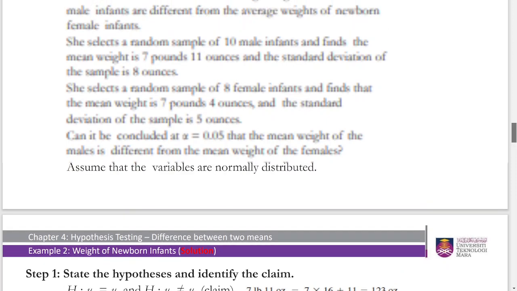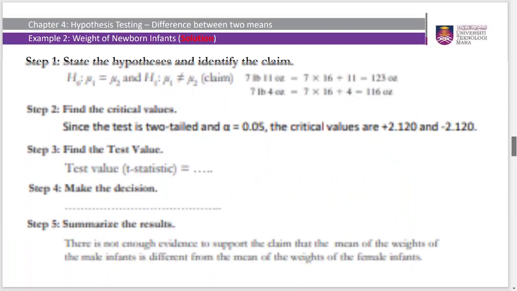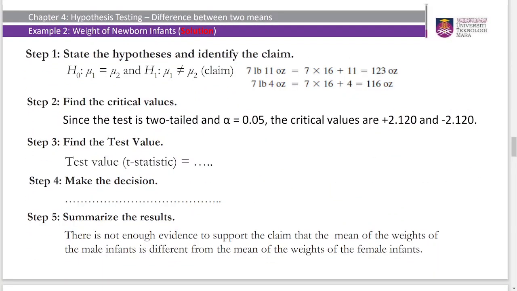You punya newborn N1 tadi siapa? N1 is 10 and N2 is 8, right? So here you have N1 is equal to 10, N2 is equal to 8. So you have N1 plus N2 minus 2. So this gives you 16.